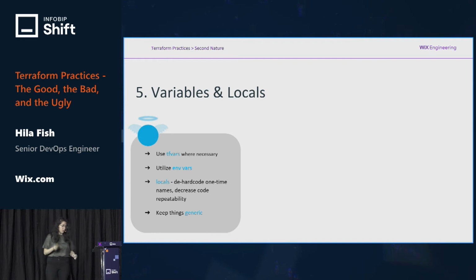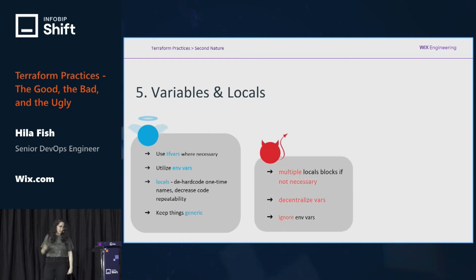Use locals to de-hard code one-time names and decrease code repeatability, and try to keep things as generic as possible. People need to maintain it afterwards, so don't overcomplex things. The bad thing is to use multiple blocks of locals. Terraform allows that, but it will be hard on the eyes and hard to maintain. So if you don't really have to have multiple blocks, try to avoid that.